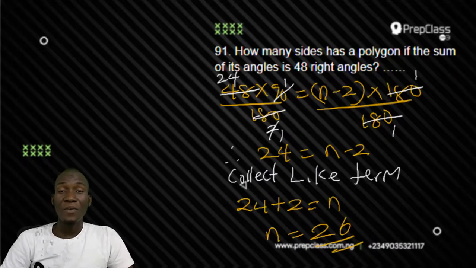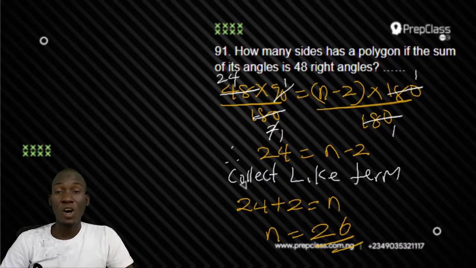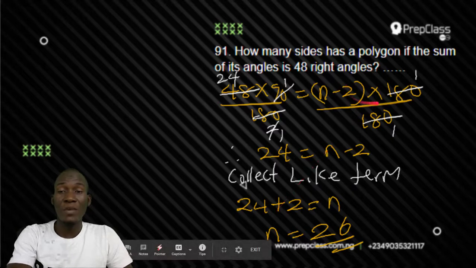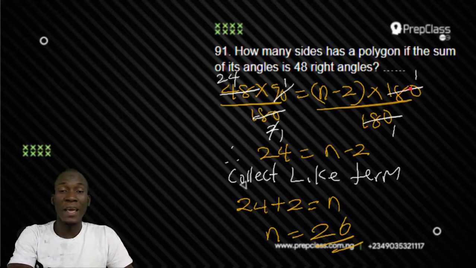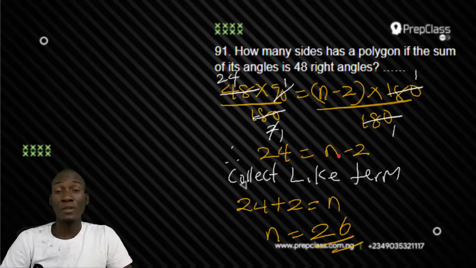So we have 48 times 90, which is the sum of angles in a polygon, equals n minus 2 times 180 degrees. Now, because we need to get the value for n, we have to divide both sides by 180. So 180 can cancel 180 here. And from here, we divide. 90 in 90 is 1. 90 in 180 is 2. 2 in 2 is 1. 2 in 48 is 24. So we have 24 equals n minus 2.